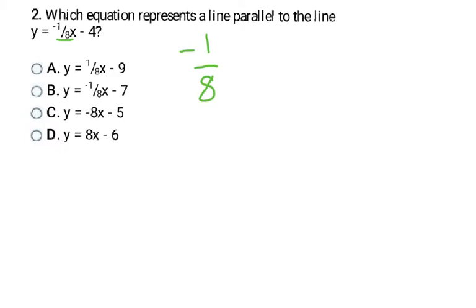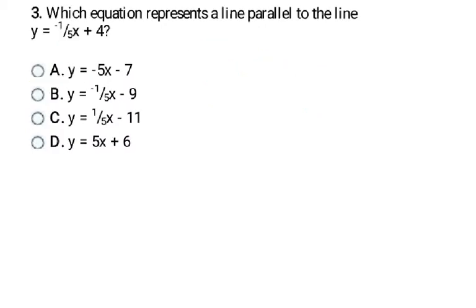My parallel slopes, that rule says that the slopes are going to be exactly the same. So my new equation of my parallel line is also going to have that -1/8 for a slope. So when I go looking in front of x, there's only one equation that has a parallel slope of -1/8 in front of x. So my answer here is going to be B.